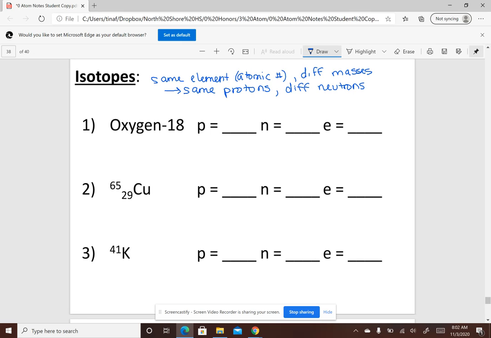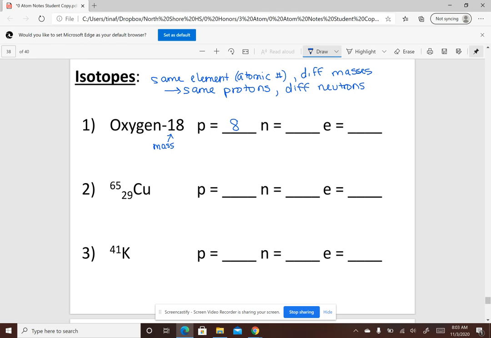Okay, so in the examples below, guys, we're going to look at different ways to represent an isotope. So here for number one, we have oxygen dash 18. So when you see a dash with a number written after the element name, that number represents the mass. Okay, so you actually still need your periodic table. We still get the number of protons from the atomic number. So if you can find oxygen on the periodic table, tell me what atomic number it is. That's going to be how many protons it has. So the atomic number is 8.